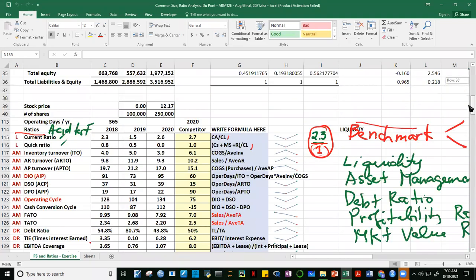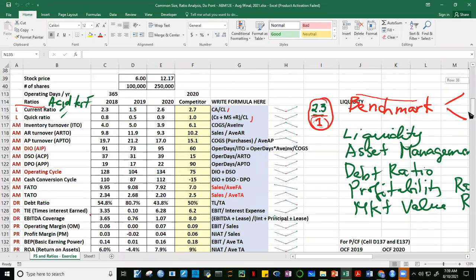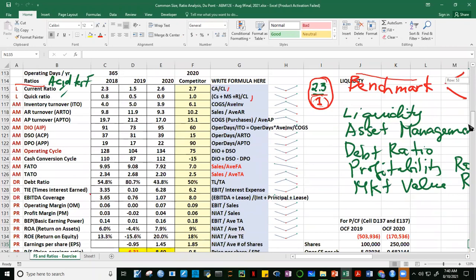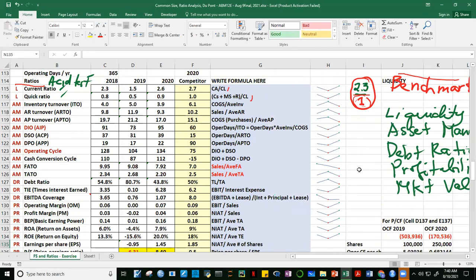Okay, so we were looking at the different ratios, and I requested you to answer the ratios. We'll just compare notes and analyze them so that we will be able to finish everything. We said that we are looking at 5 different major types of ratios: liquidity, asset management, the debt ratio, profitability, and market value ratios.